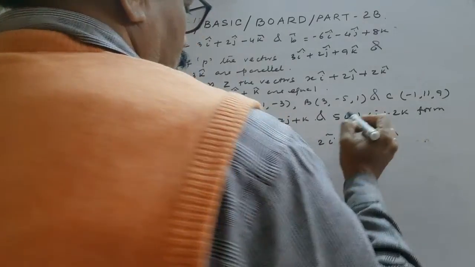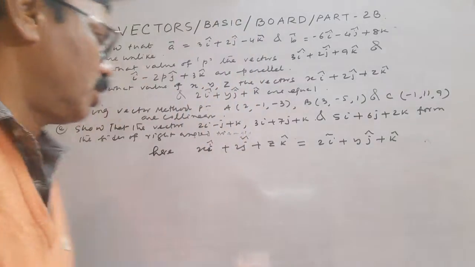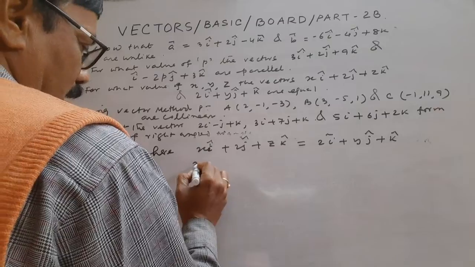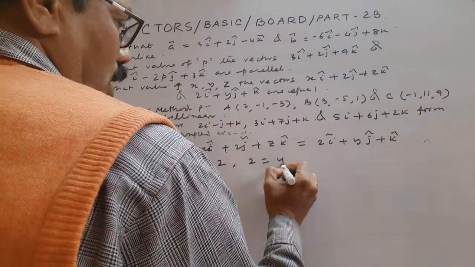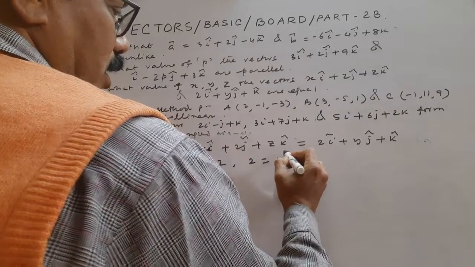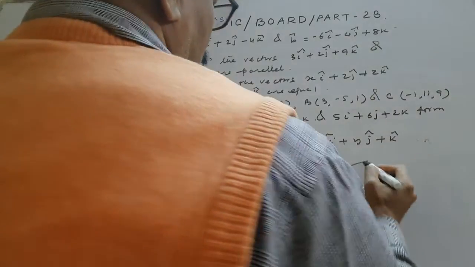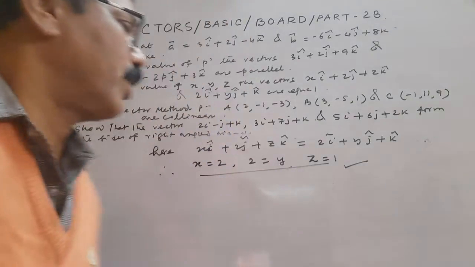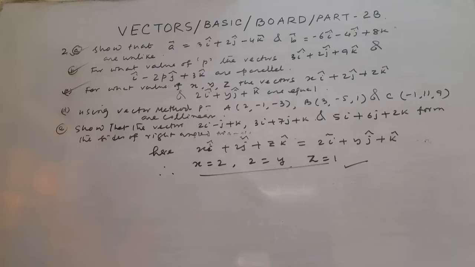So they are equal. From the definition of equal vectors, we equate the components of i, j, k. So x equals 2, 2 equals y, and z equals 1. So A equals B if corresponding components are equal.